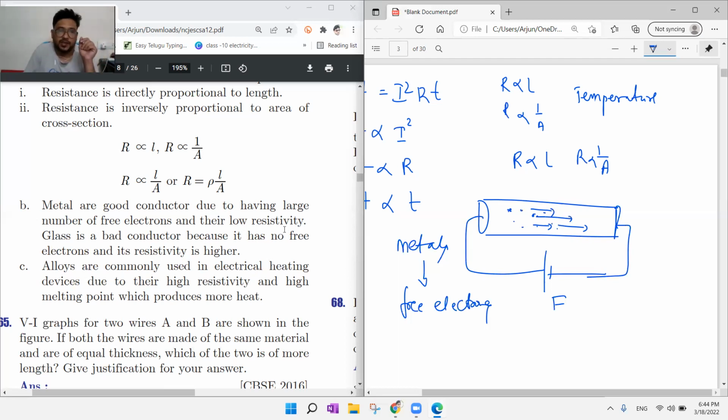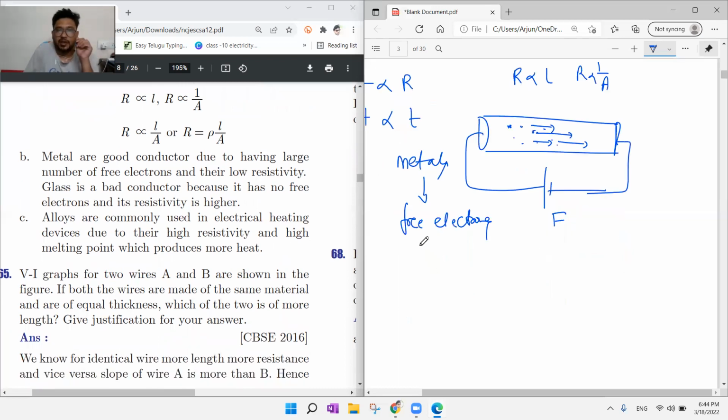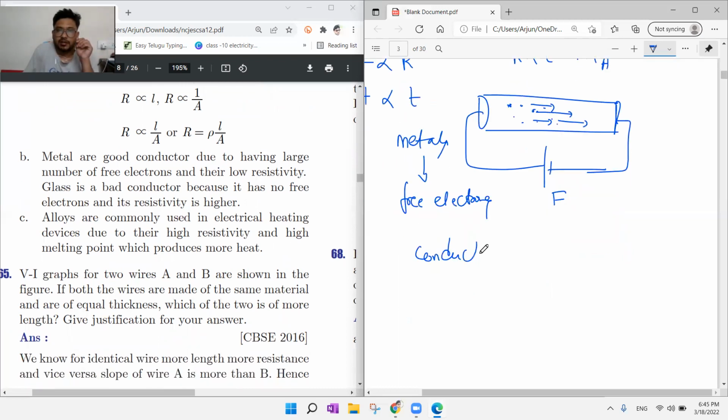And their low resistivity. There will be no resistance. If there is resistance, it cannot pass current through it. Conductors will have least resistance. Try to understand that. Alloys will have huge resistance. Because of least resistance, the flow of current will be high. Because of high resistance in alloys, the rate of current is less.